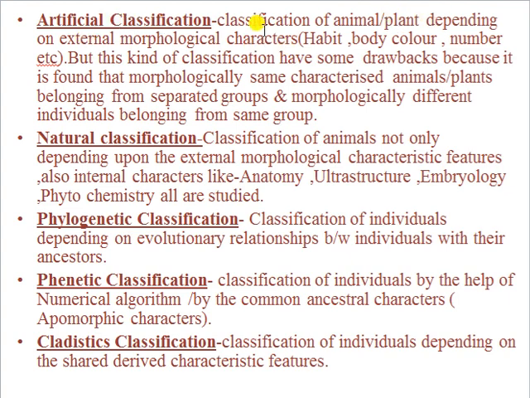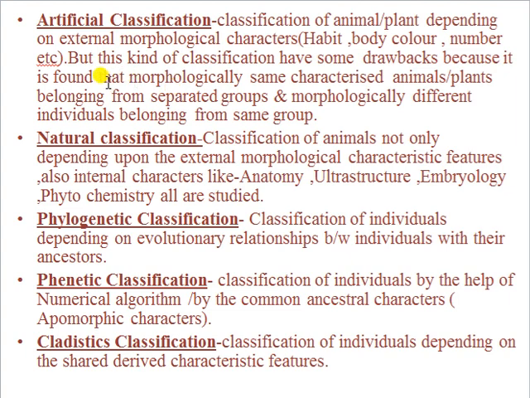Artificial classification is the classification of animals or plants depending only on external morphological features or characteristics, for example habit, body color, number, etc. That means when we classify any organism, animal or plant, only based on external morphological features, that mechanism is known as the artificial mode of classification. Keep in mind, this kind of classification has some drawbacks.